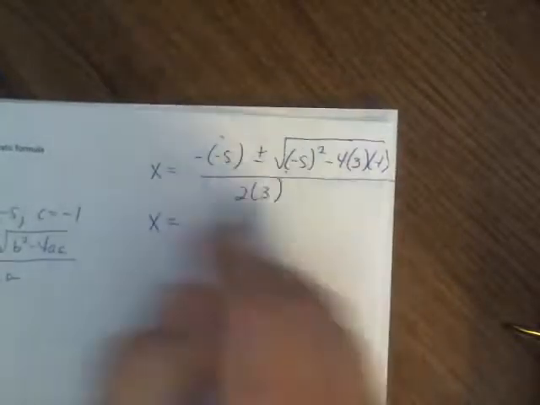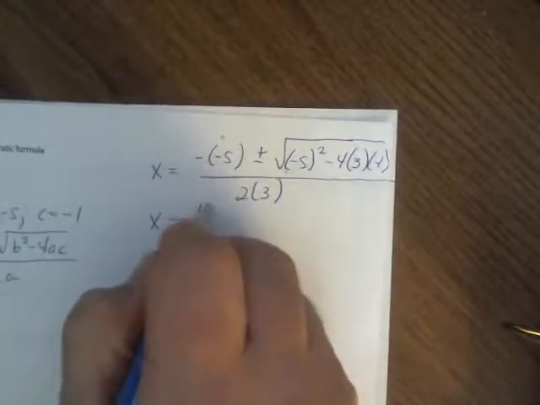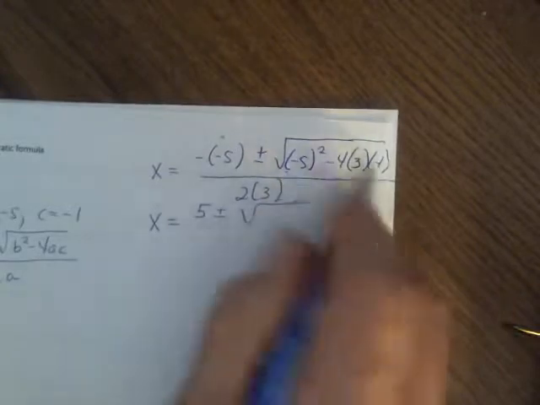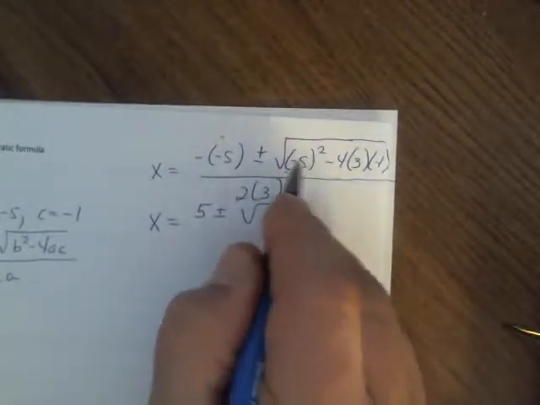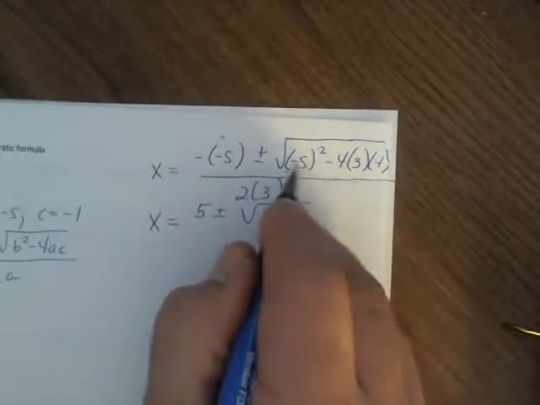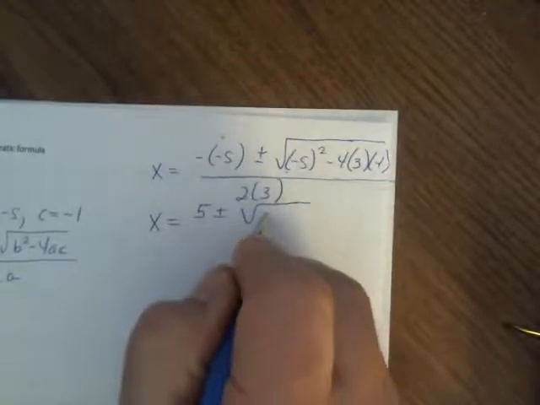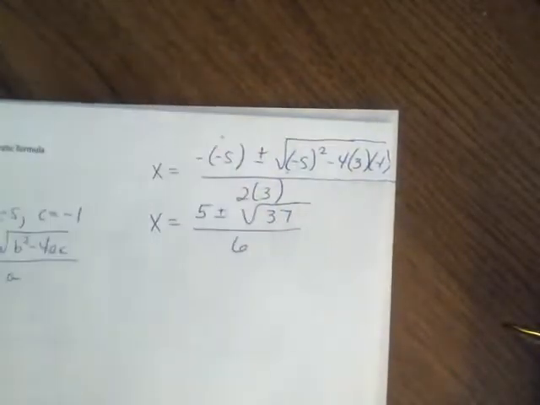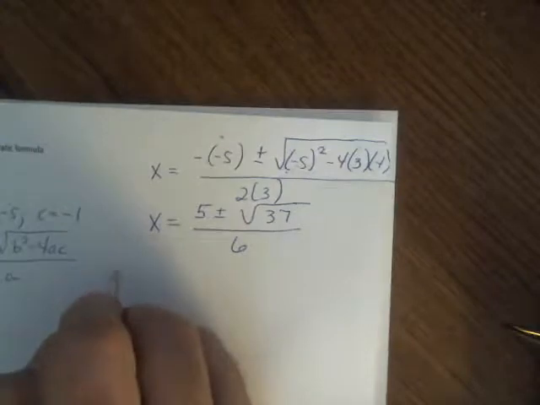So if I simplify this formula, this right here becomes a positive 5. Underneath this square root, and if you're doing this on your calculator, you can pause the video to make sure you get it correctly, this becomes 25, and this becomes a positive 12, which gives me 37, all over 2 times 3, which is 6. So we still have two solutions here.